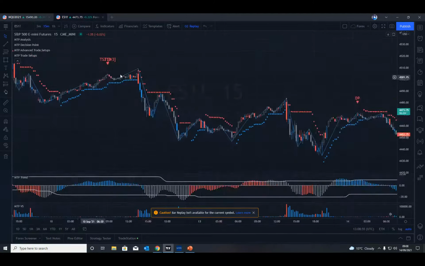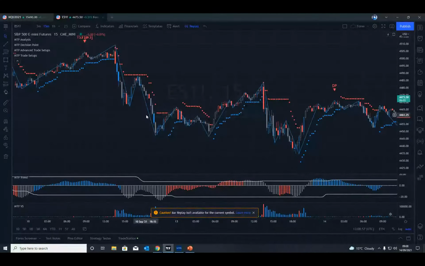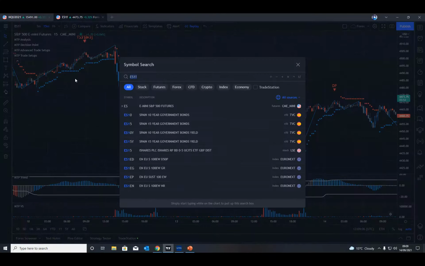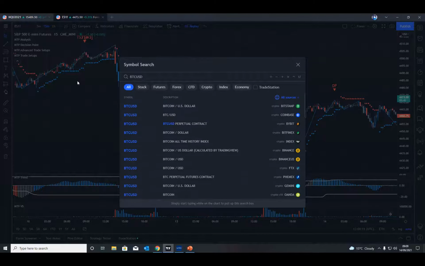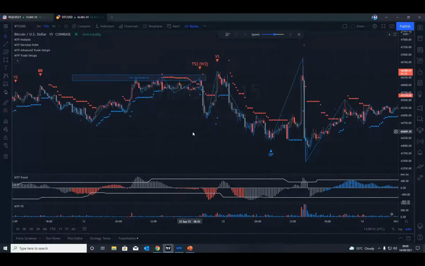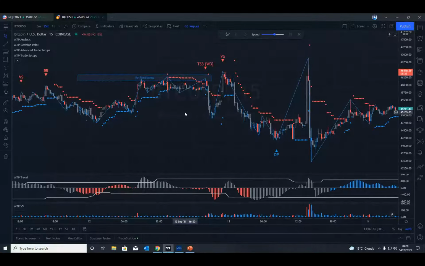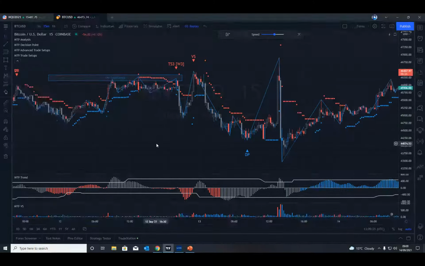It's changed to the ES. I didn't really want to do that. Bar replay, I know, isn't available for that. That's very frustrating. Why has it changed to that? Oh, perhaps it doesn't like the bar replay and the Bitcoin. That's very frustrating. Let's get Bitcoin back up again. Looking at it in there. Right, that's what I was looking at. So I'll just try and do it without bar replay then.